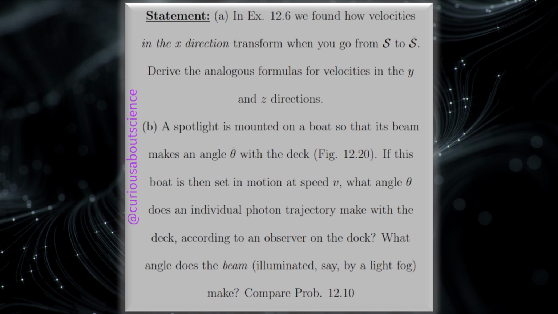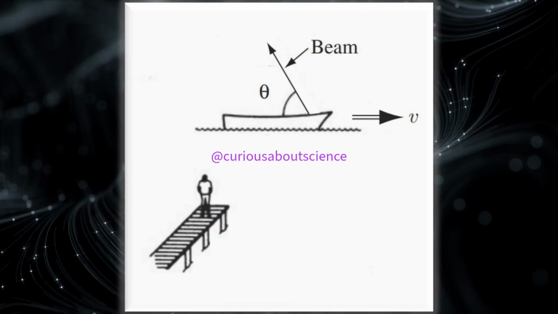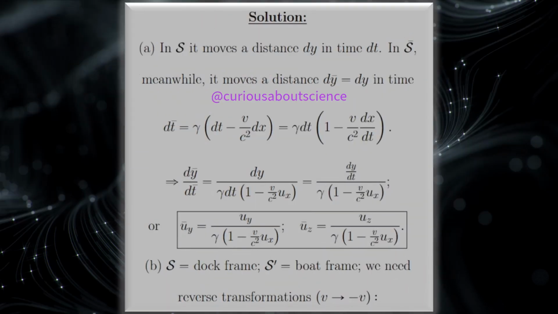All right, so let's revisit what that problem looked like. Here we had the observer on the dock. We had the beam from the spotlight, and instead of a mast, we just use a beam here. Again, same angle theta, moving to the right. We get everything we need here. Be careful how we define everything, but nonetheless, let's dive in. So in our solution, we know that in S, it moves a distance dy in a time dt.